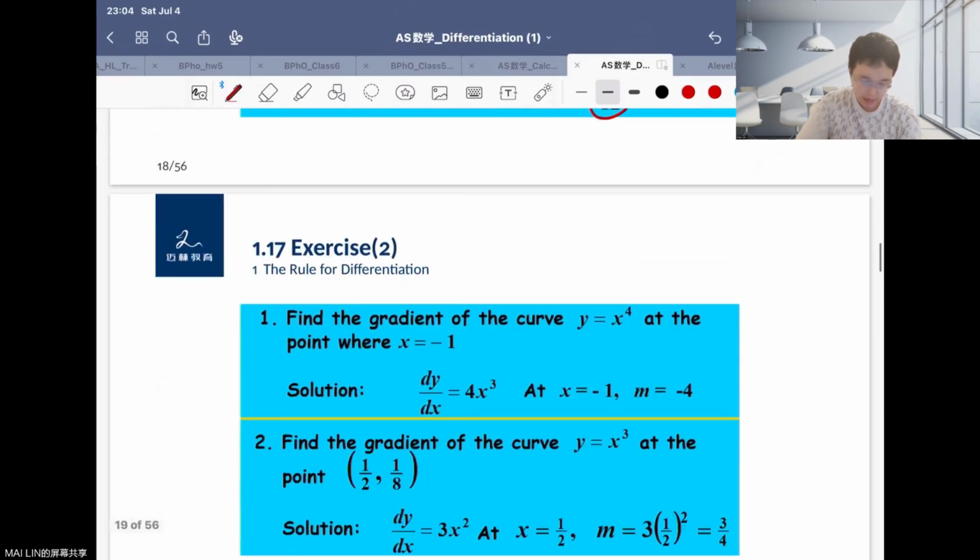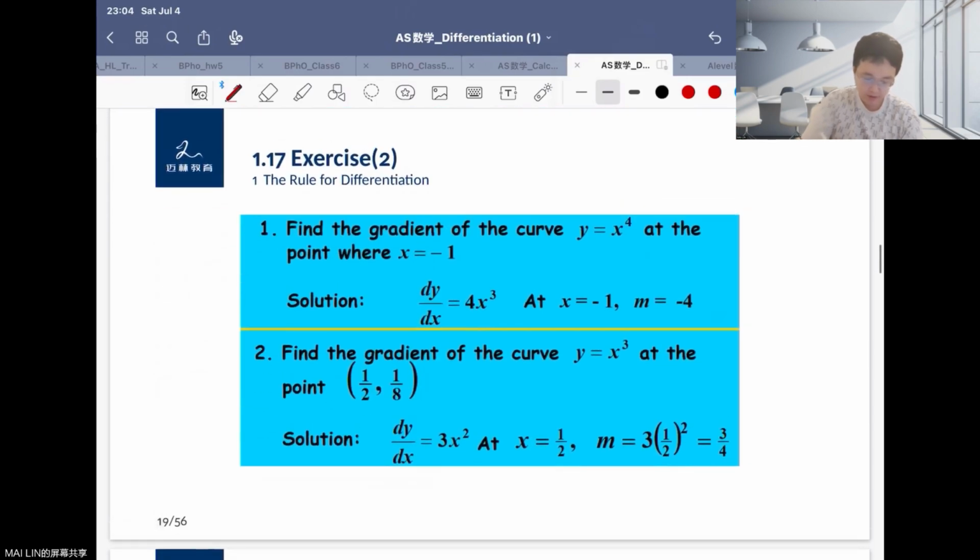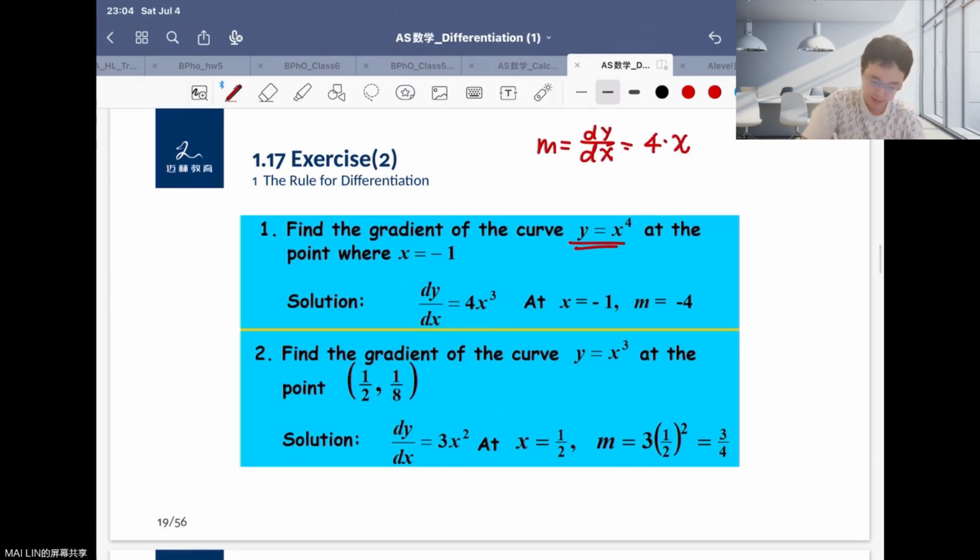For another problem, y equals x to the power of 4, at the point where x equals negative 1, if you want to find the gradient, first use the rule: m equals dy over dx, both being the gradient, and it equals 4 times x to the power of 4 minus 1, which is x cubed. So when x equals negative 1, the gradient m equals 4 times negative 1 cubed, that is negative 4. That is the gradient.